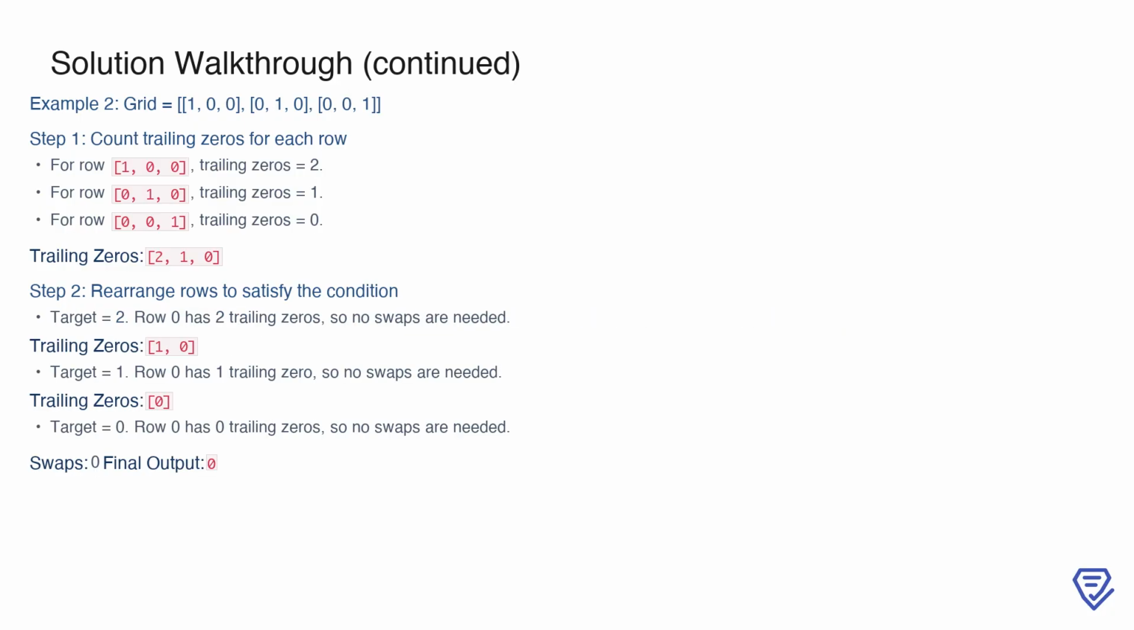Now, let's look at another example grid and repeat the process. For the first row, 1, 0, 0, there are 2 trailing zeros. For the second row, 0, 1, 0, there is 1 trailing zero. Finally, for the third row, 0, 0, 1, there are no trailing zeros.